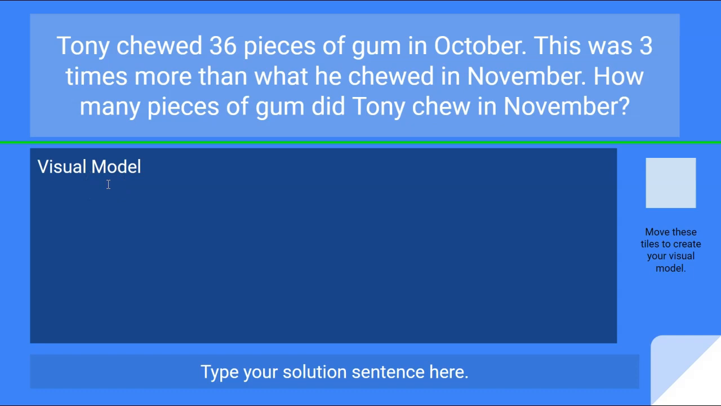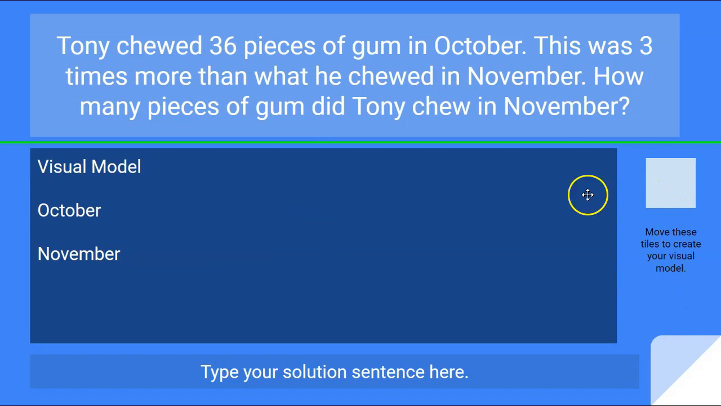I read over the word problem and then I solve it using a visual model. I can use the tiles to the right to help me create my visual model. It says Tony chewed 36 pieces of gum in October. This was 3 times more than what he chewed in November. How many pieces of gum did Tony chew in November? So my two things that I'm comparing is how many pieces of gum Tony chewed in October and how many he chewed in November.